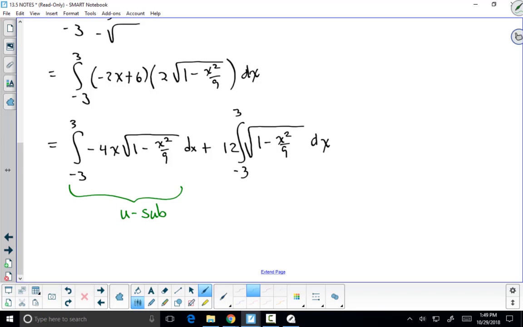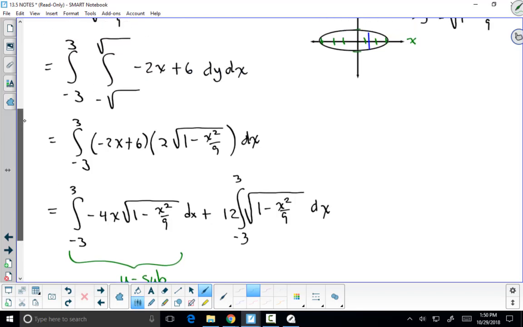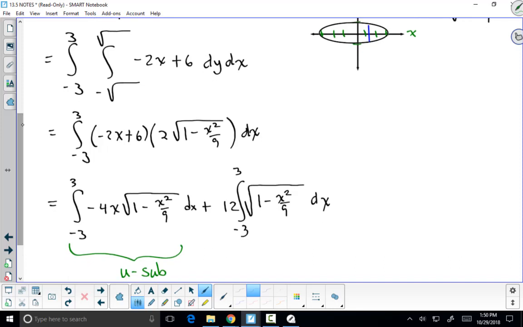How about this second piece? You clearly could use trig sub, but is there geometry you could use there? What is this integral representing? The right half of the ellipse. So x is going from minus 3 to 3, and the function that we're integrating is the upper semi-ellipse. So could we divide by 2? That integral is representing half the area of the ellipse.